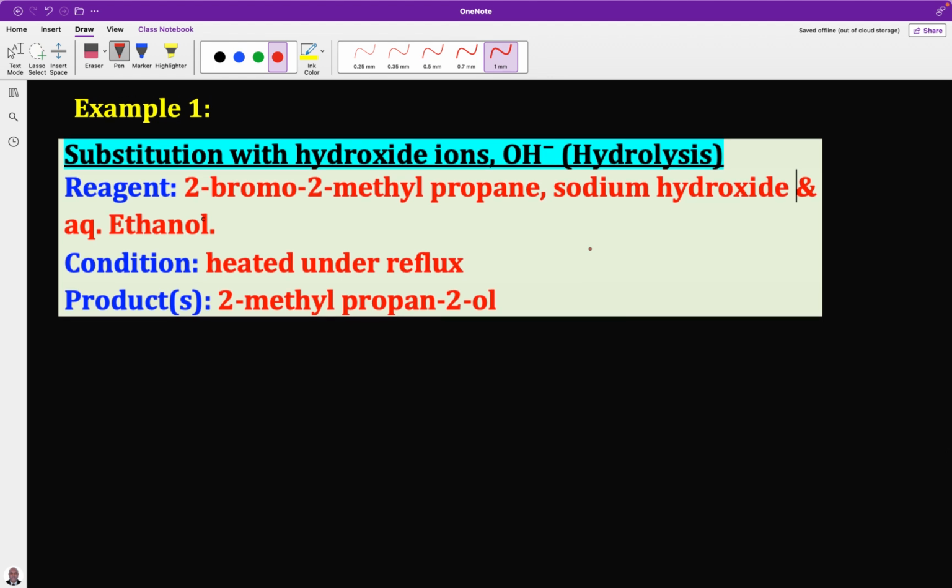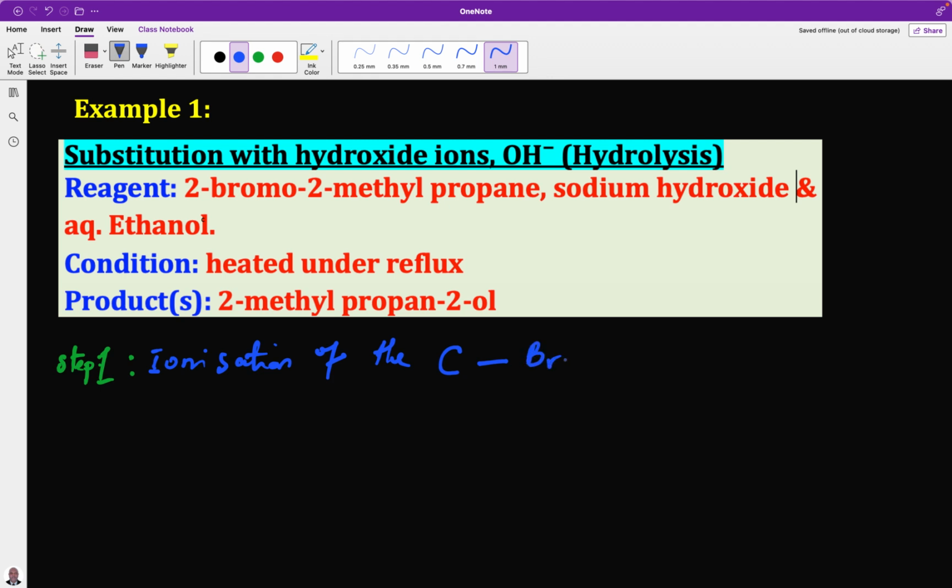Okay, this is the mechanism. Step number 1 in this mechanism is ionization of the carbon-bromine bond.